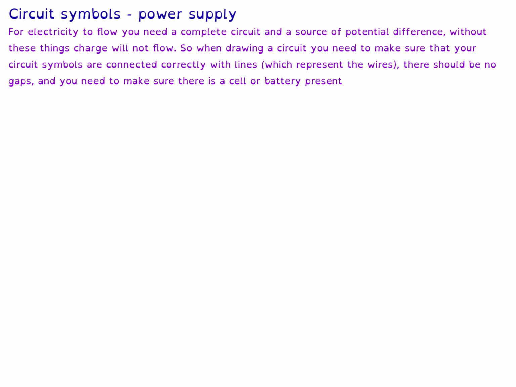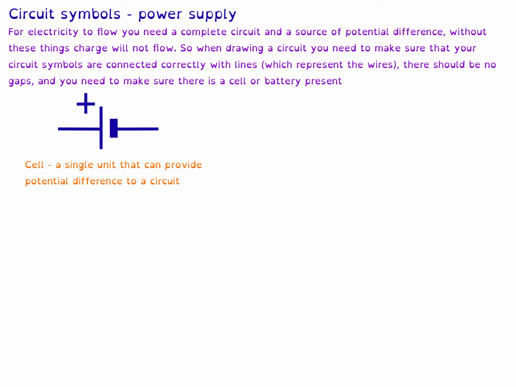For electricity to flow, you need a complete circuit and a source of potential difference. Without these things, charge will not flow. So when drawing a circuit, you need to make sure that your circuit symbols are connected correctly with lines, which represent the wires. There should be no gaps, and you need to make sure that there is a cell or battery present.